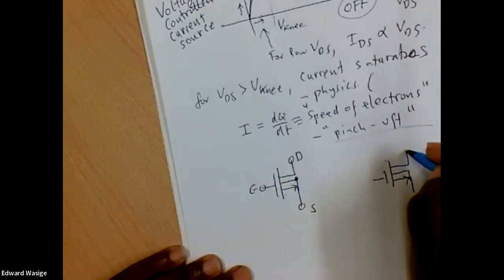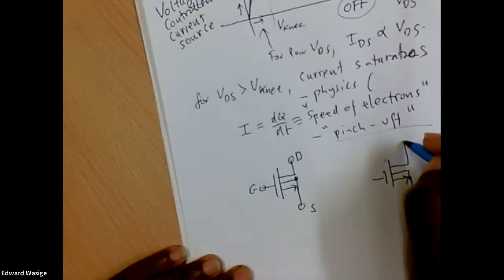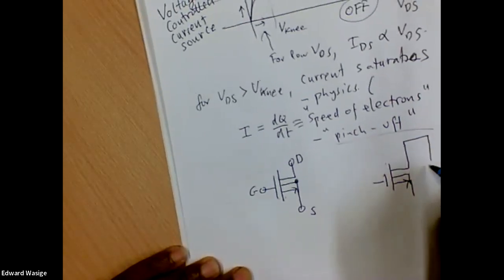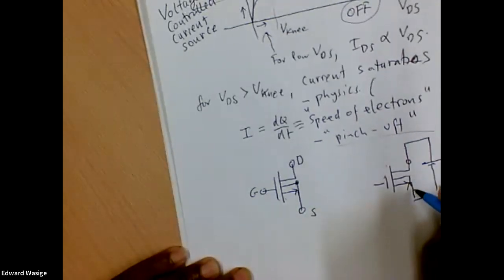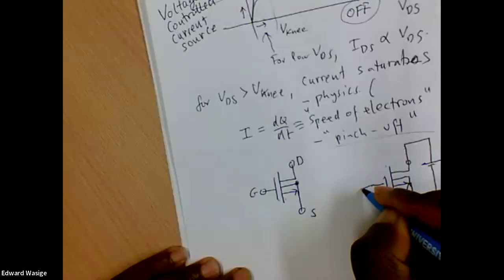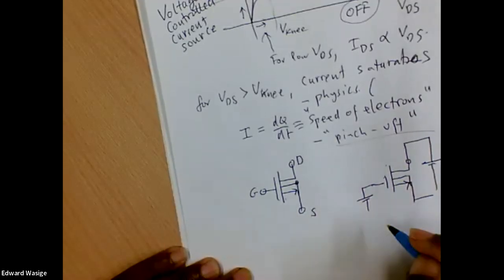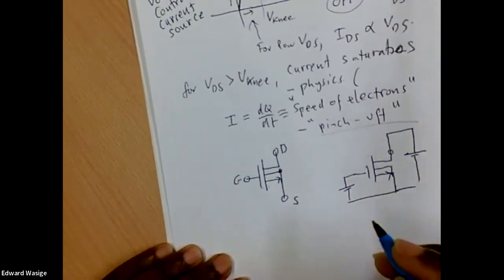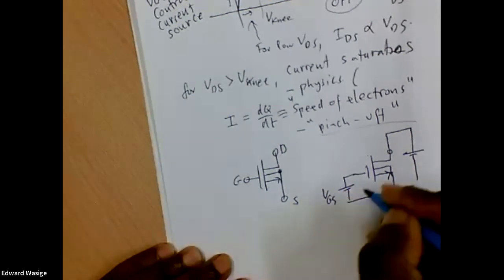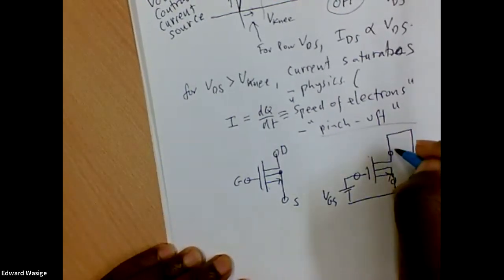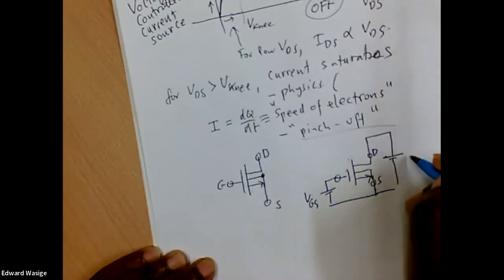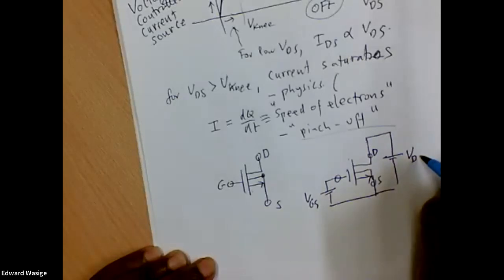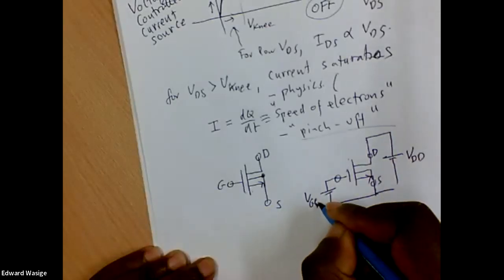And I would have a voltage between drain and source, and I would have another voltage between gate and source. So this one, I call it VGS, and this one, VDS. I actually call these VGG and VDD.